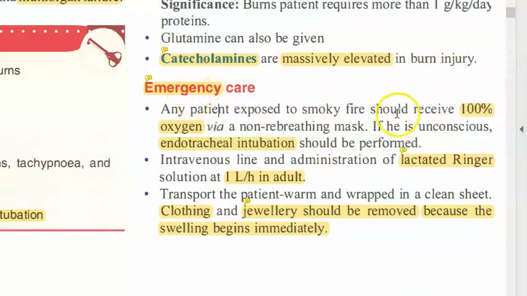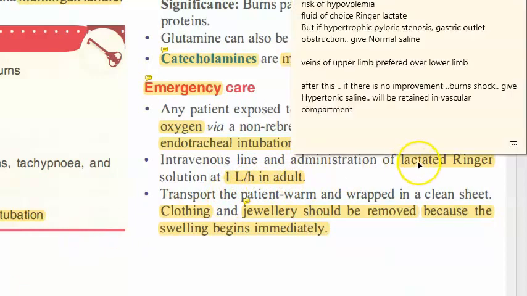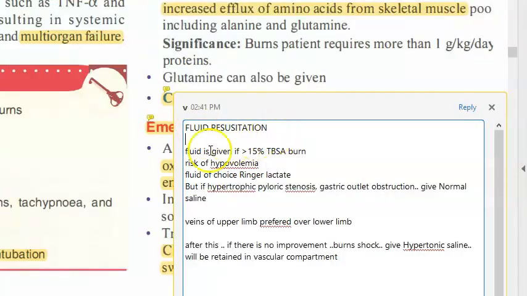So basically, emergency care, how will you do it? You will give 100% oxygen via non-rebreathing mask, and if the patient is unconscious, endotracheal intubation, they are saying. And you will give ringer lactate via IV, 1 liter per hour in adults. So guys, just understand, this is fluid resuscitation. Fluid you will give, and for whom?